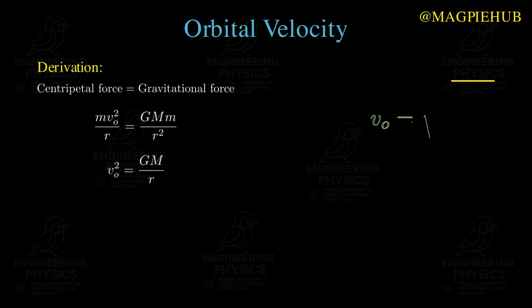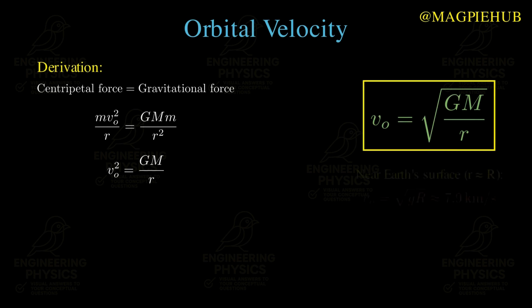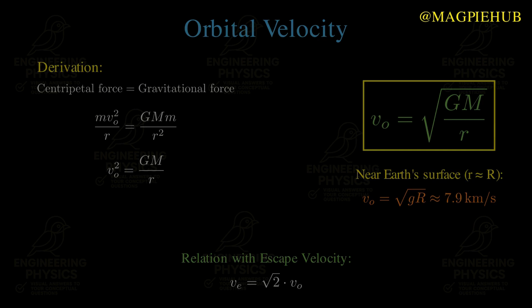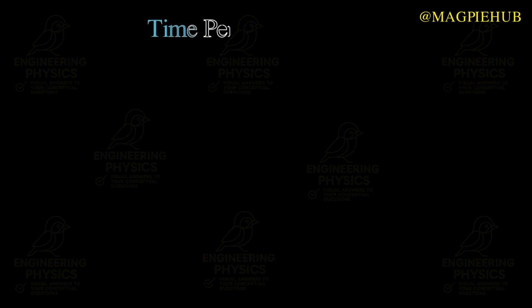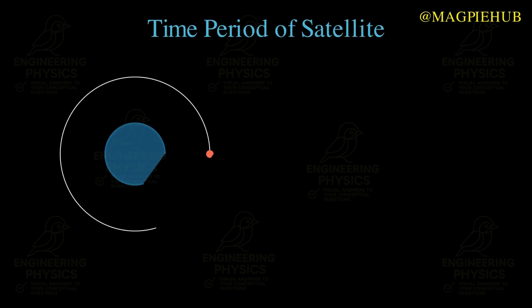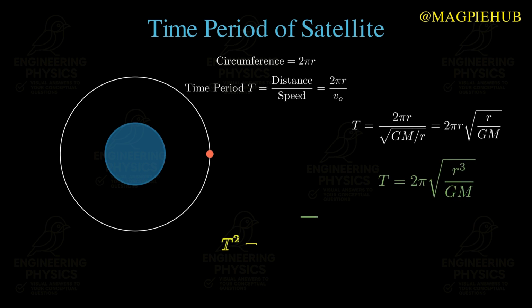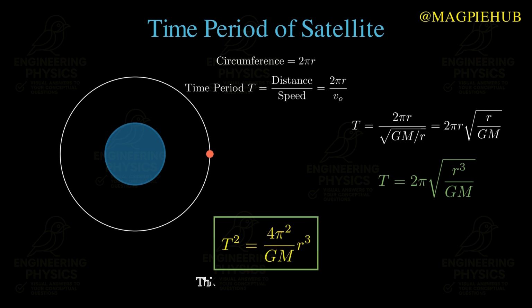Time period of a satellite is the time taken to complete one orbit. T equals circumference divided by orbital velocity. T equals 2 pi r divided by v_o. After substitution, T equals 2 pi times square root of r cubed by GM. Squaring both sides, T squared equals 4 pi squared r cubed by GM. This is exactly Kepler's third law. Newton derived Kepler's law from his gravitational theory. For geostationary satellites, T equals 24 hours. Same as Earth's rotation.